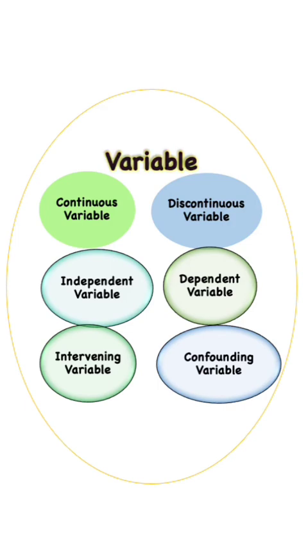Then we have one more variable, the moderating variable. It is that type of variable which influences or moderates the relationship between two variables that are under study, and thus these produce interactional effects.